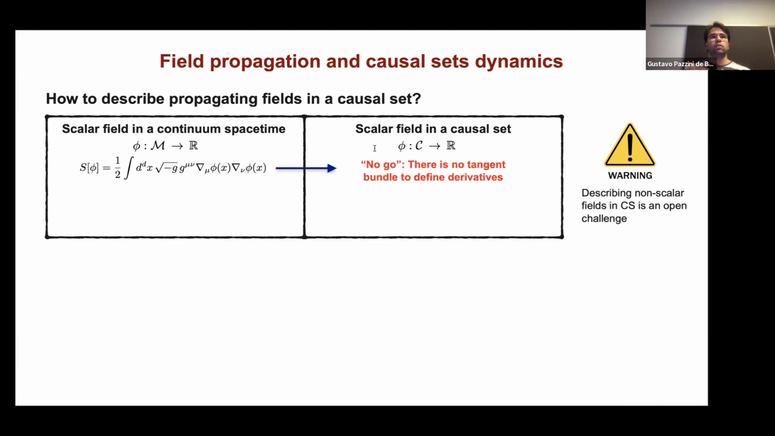The idea is we want to define a dynamical scalar field. And if the idea is to copy what we do in a continuum spacetime, then we directly have a problem. In a continuum spacetime, this is how we would describe the action for a scalar field. And the problem here is that there is a kind of no-go. There is no tangent space to define a derivative operator in a causal set. And this is very much related to the reason why we cannot define non-scalar fields in causal sets.